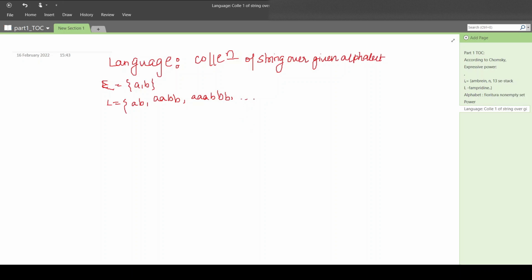What if we write it the other way? It is a^n p^n, n is greater than or equal to 1. Likewise, this is also a language: a^n b^n, n is greater than or equal to 1. These are all subsets of sigma star, the universal set.